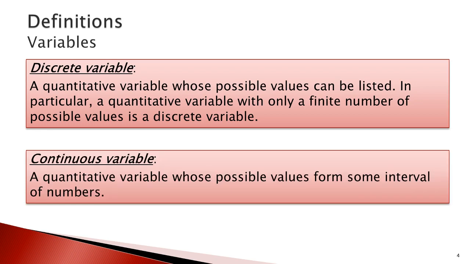And the second one is a continuous variable. In a continuous variable, the possible values are from an interval of numbers. It involves measurements such as heights and weights, the whole numbers as well as the numbers with decimal values. Those are called continuous variables. That is the difference between discrete and continuous variables.